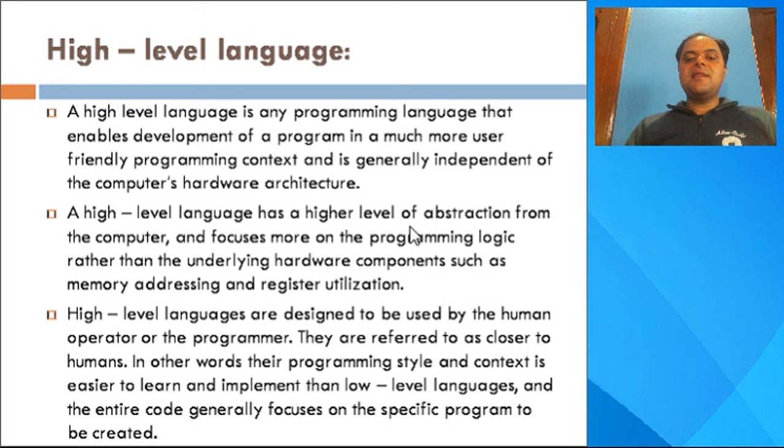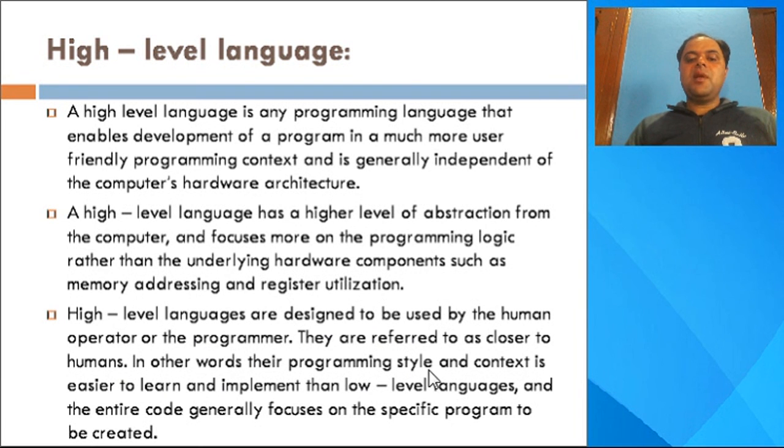A high level language has a higher level of abstraction from the computer, so we focus more on the programming logic rather than the underlying hardware components such as memory addresses and register utilization. So in high level language, we focus more on the logic we are using for creating a program instead of focusing on hardware components, memory addresses, or register utilization. High level languages are designed to be used by the human operator or programmer. They are referred to as closer to humans.